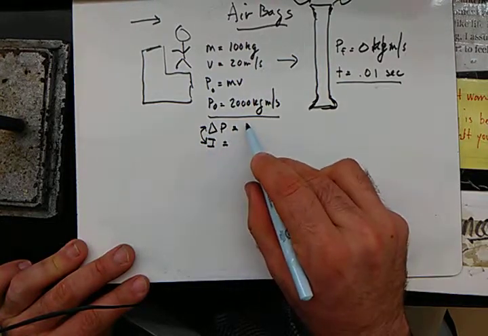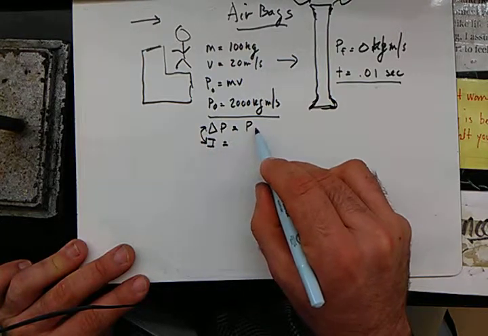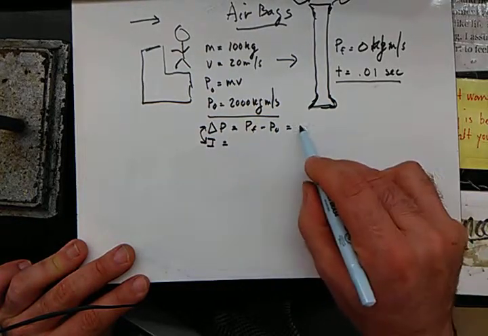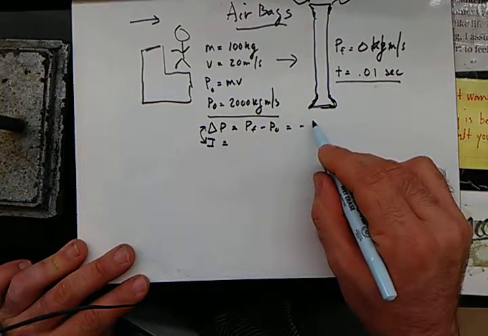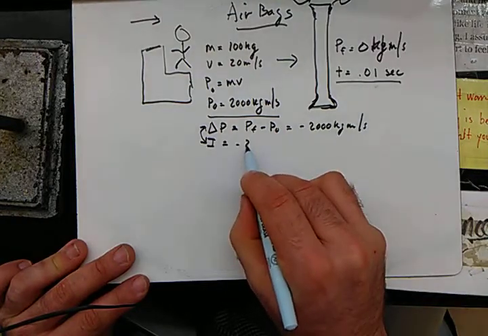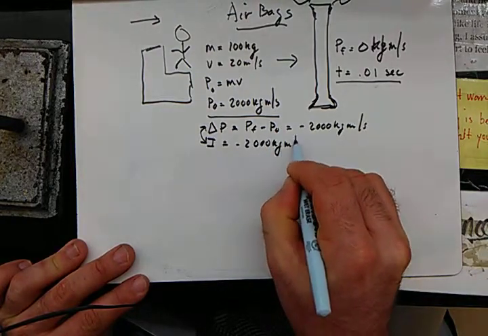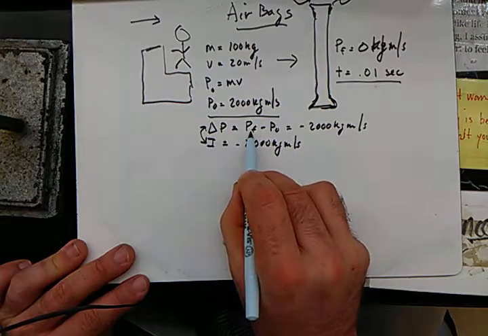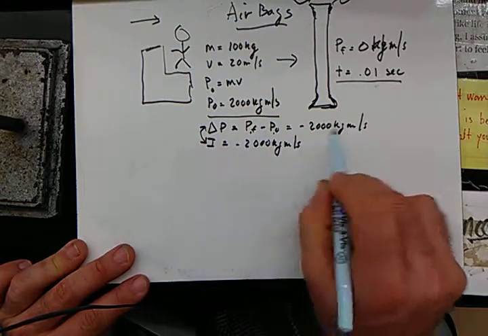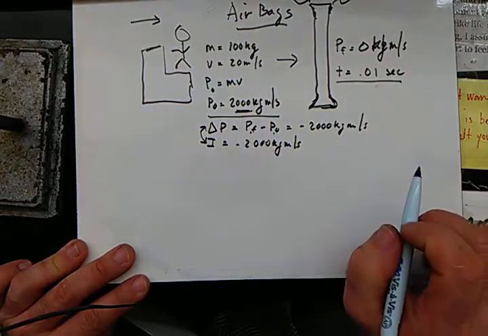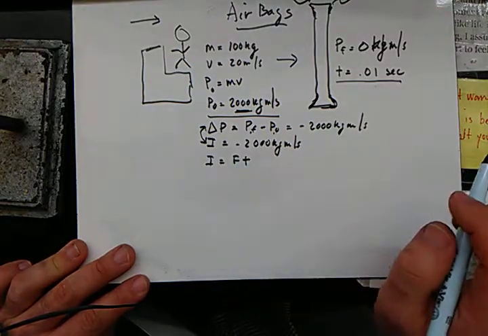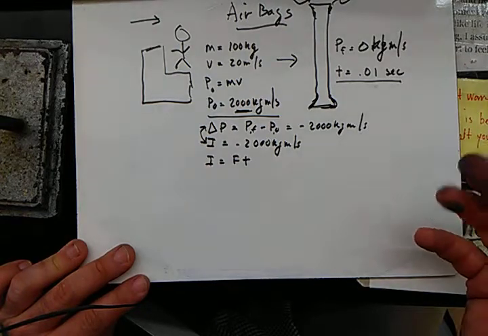So change in momentum is PF minus P naught, which is going to be negative 2,000. This was our final momentum, which is zero because this thing stopped. Our initial momentum, well, we found that out up here. And I also know that impulse is force times time. So we're going to put this into real life perspective for you.